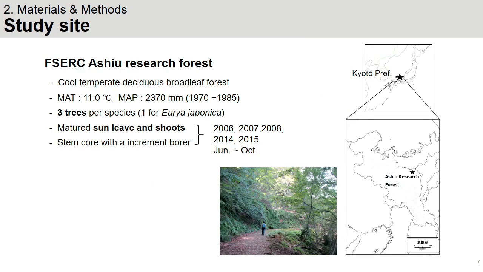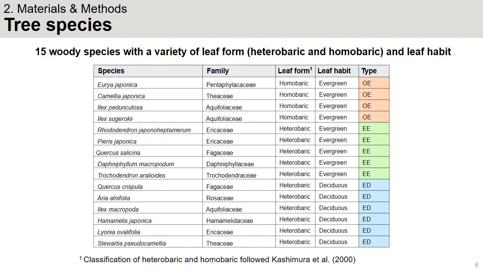Okay, our study was conducted in a cool temperate deciduous broadleaf forest located in the middle of Japan. This is the site, the material, and the sampling conditions. We chose 15 woody species with a wide range of phylogeny, leaf form and leaf height. There are three types shown here: combinations of homobaric and evergreen, heterobaric and evergreen, and heterobaric and deciduous. We didn't include a combination of homobaric and deciduous leaf habit because such a combination is quite rare in the Japanese flora.